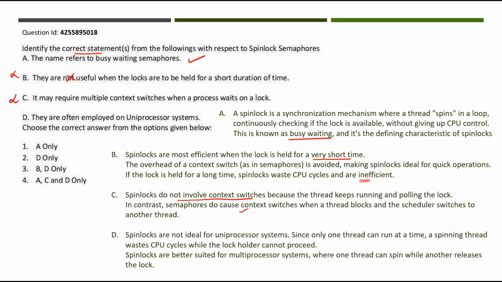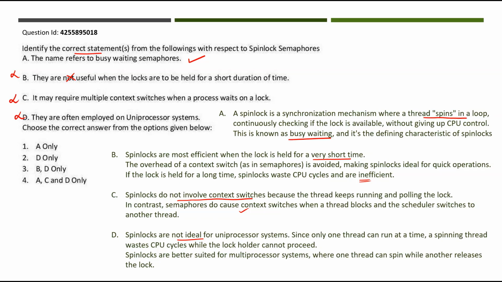What about D? Spin locks are not ideal for uniprocessor systems. They say they are often employed on them, which is totally wrong again. Since only one thread can run at a time, a spinning thread wastes CPU cycles while the lock holder cannot proceed. Spin locks are better suited for multiprocessor systems where one thread can spin while another releases the lock. So what is thread spinning here? Thread spinning in a loop is continuously checking if the lock is available without giving up CPU control.